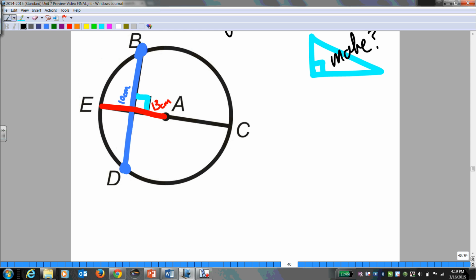I'm going to wait for you just about 20 seconds. The question is this: can you add a radius so that you end up creating a right triangle? I'm going to be quiet for 20 seconds and see if you can't get that yourself.